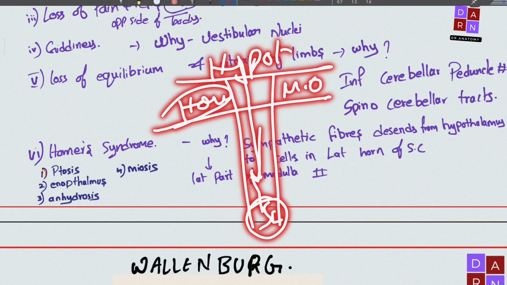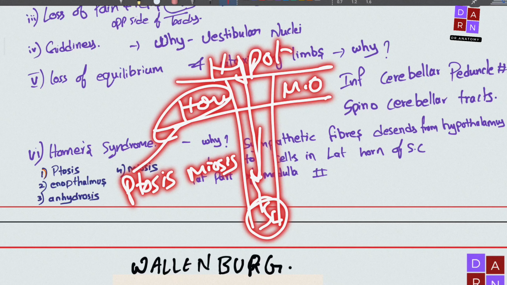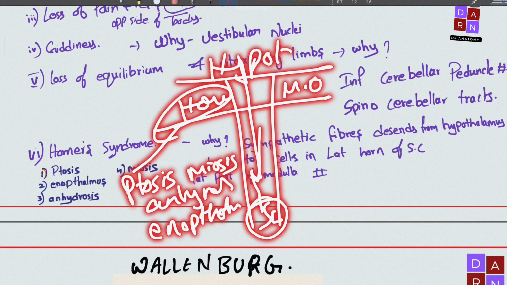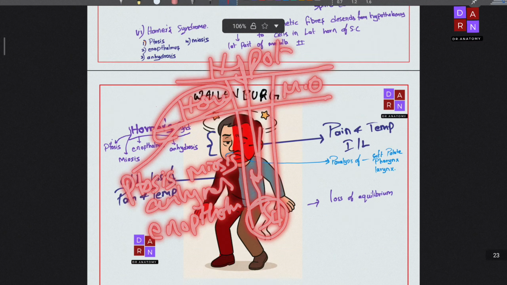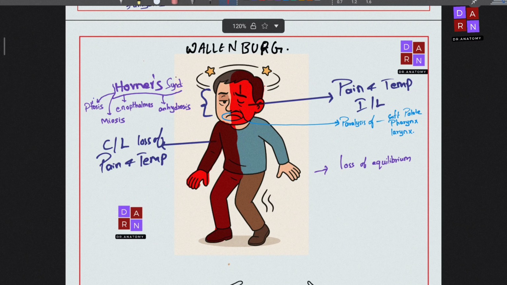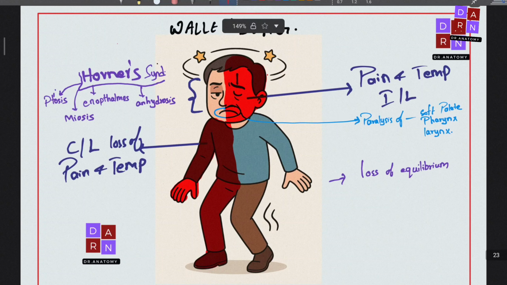Horner syndrome means ptosis, miosis, anhidrosis, and enophthalmos. Okay. So here is a Wallenberg picture. As an image, I want to discuss it with you. See, this guy is having the same side, for example, this is the same side.